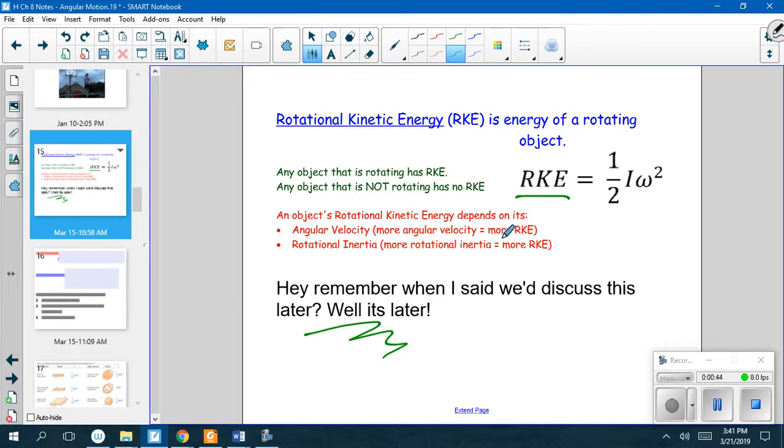So, rotational kinetic energy is based on our angular velocity and our rotational inertia. We've already talked about our omega being our angular velocity. Now we can talk about our rotational inertia, which is this I right here. It's very, very important. That's an I for rotational inertia.